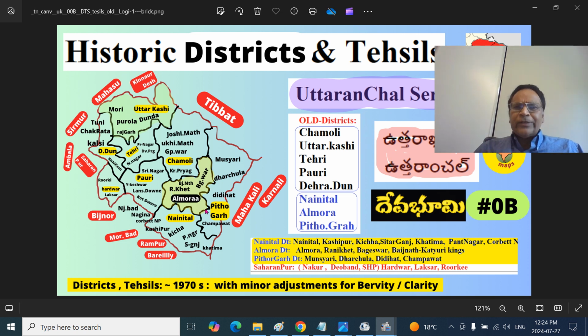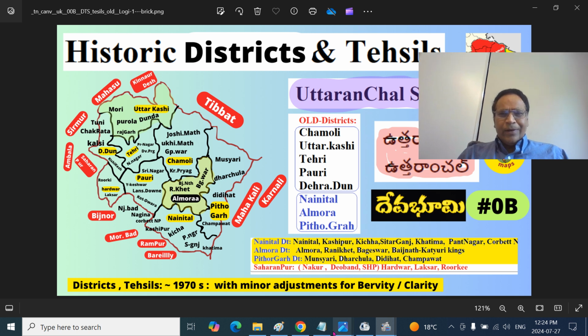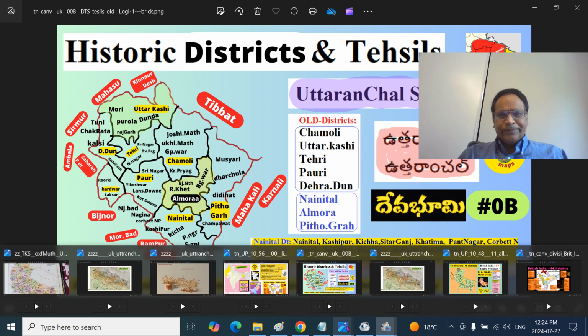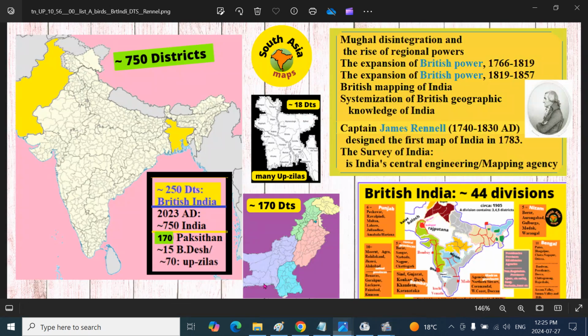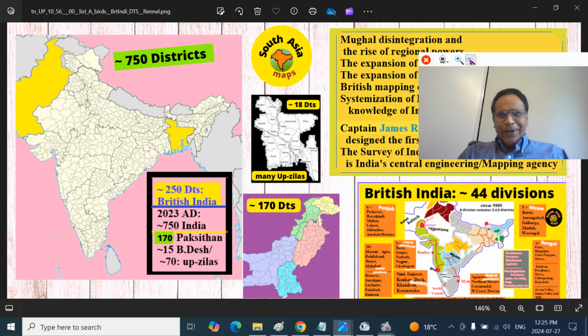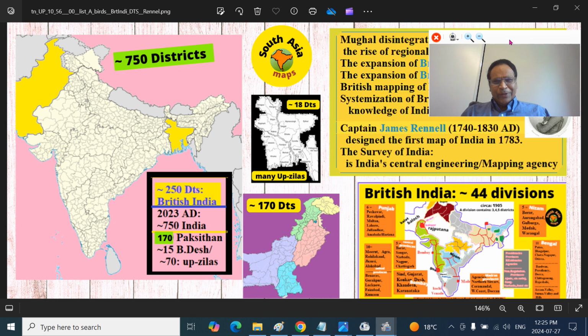After this presentation, you will get a very good clarity of 8 historic districts and around 50 or so TEHSILs, TALUKs. Why is this important? Because Mitranam, in order to understand any land, territory, habitat, or province, you have to know the places first, where to start.